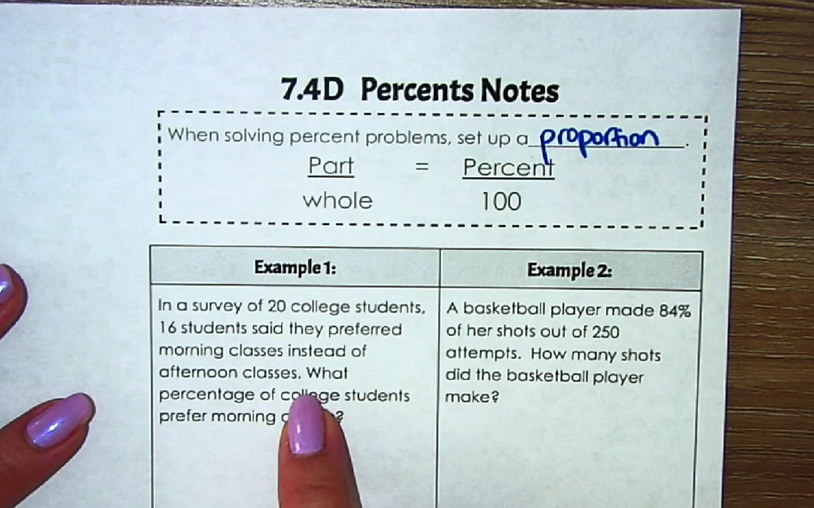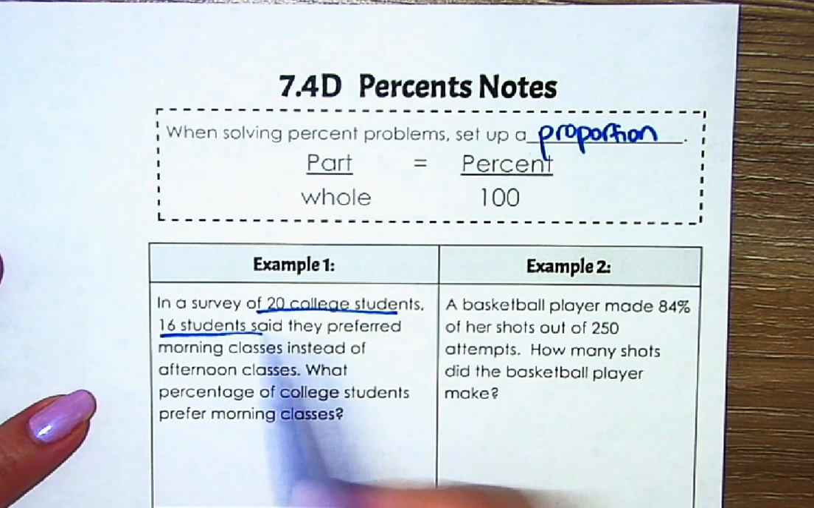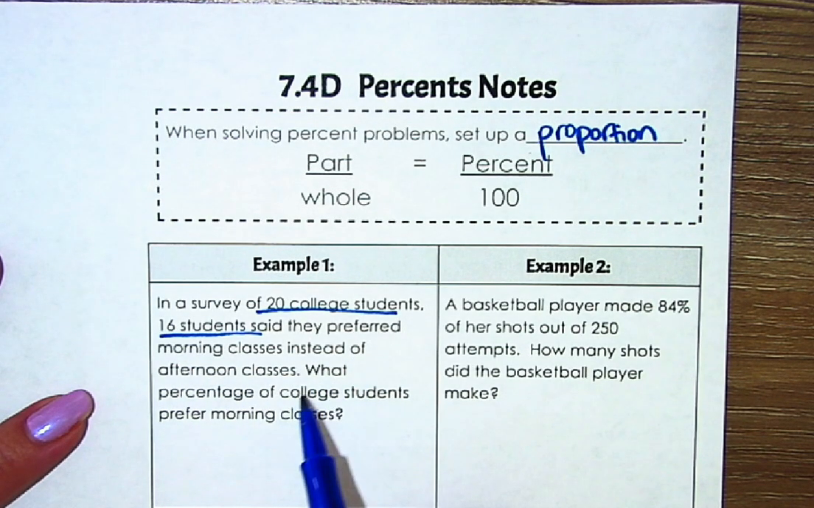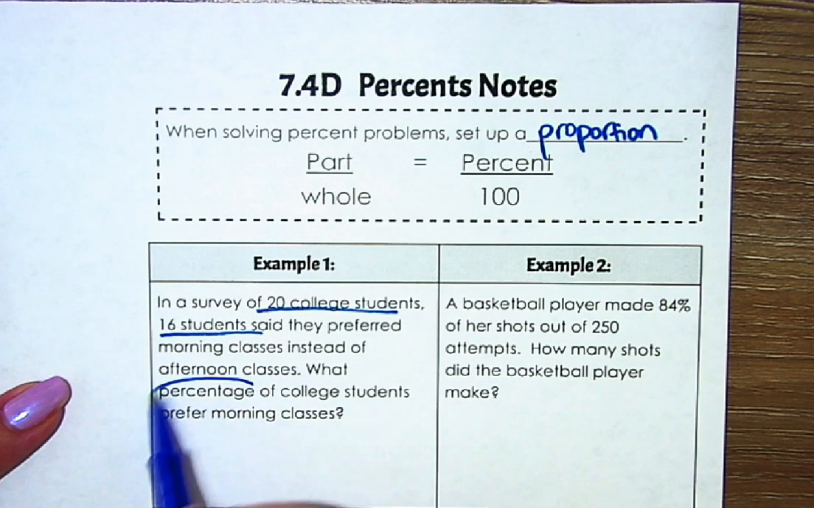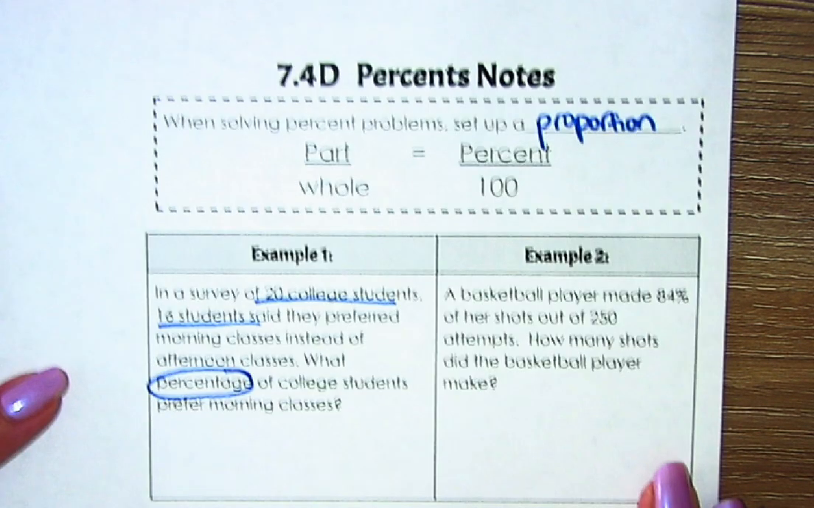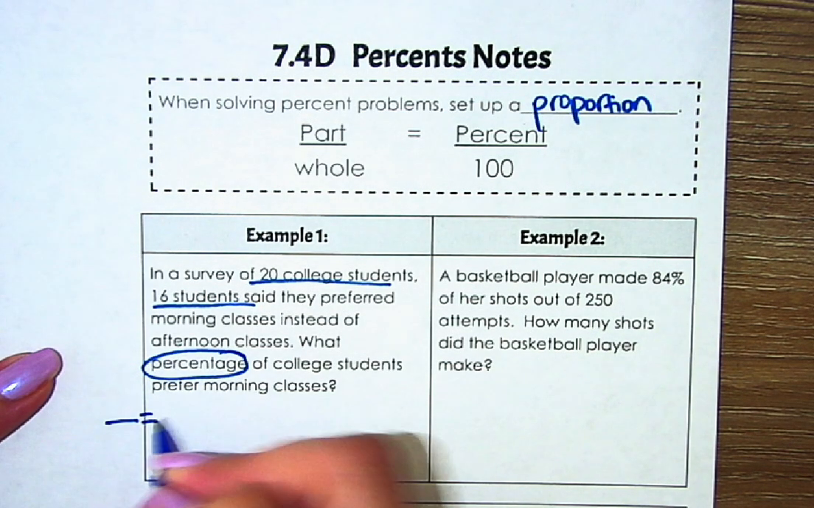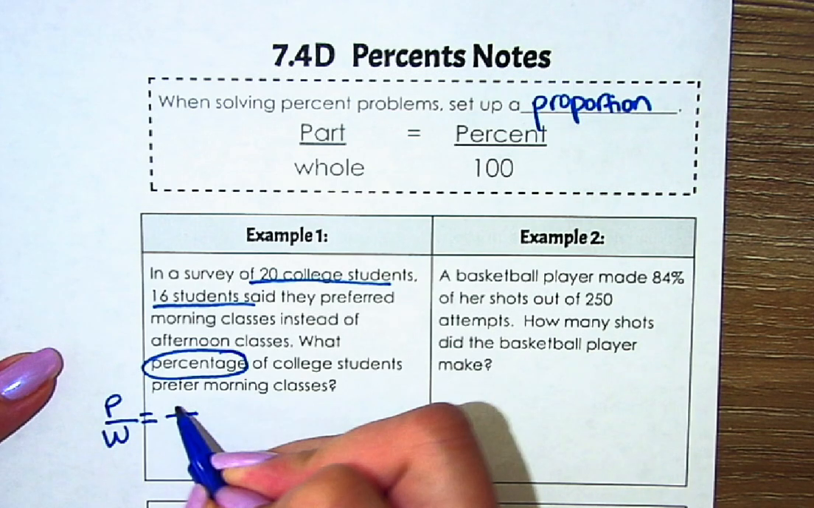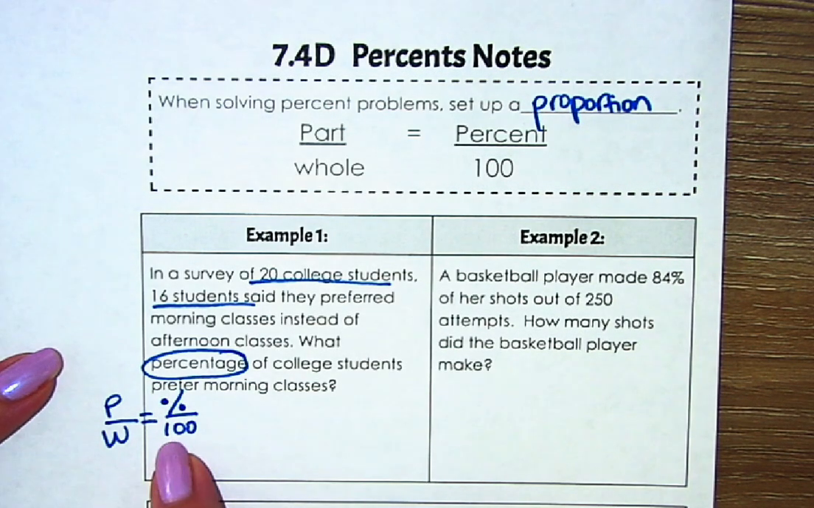Okay, so example 1, it says, in a survey of 20 college students, 16 students said they prefer morning classes instead of afternoon classes. What percentage of college students prefer morning classes? Circle that word percentage. When you see that word percentage, you got to set up your proportion here. Okay, so our proportion is part over whole equals percent over 100. I need to fill in this proportion.